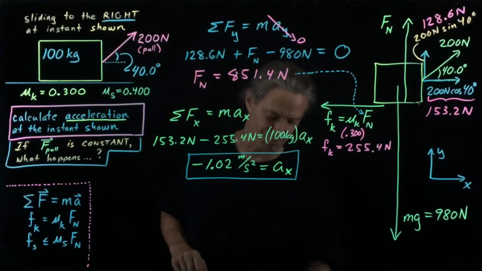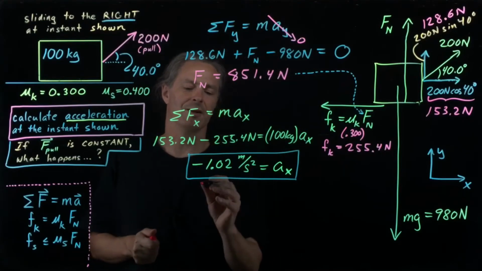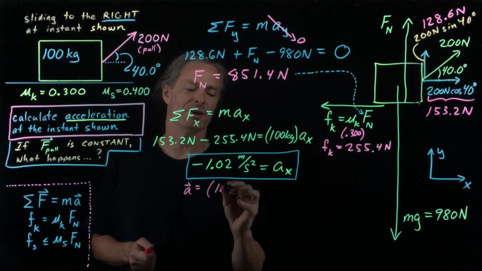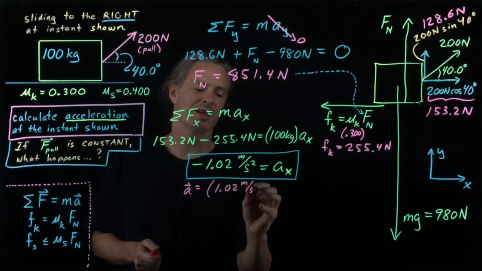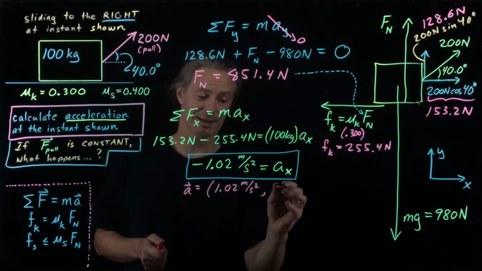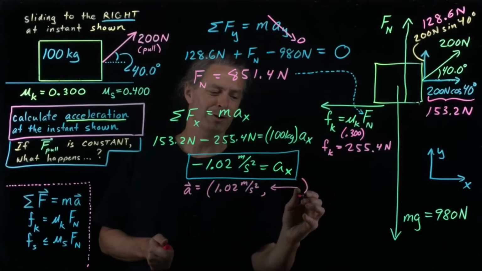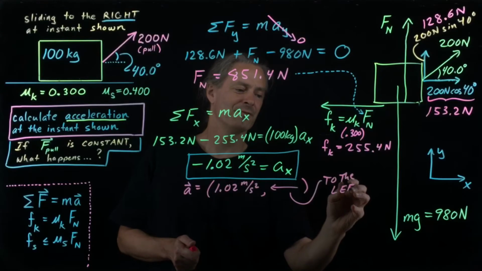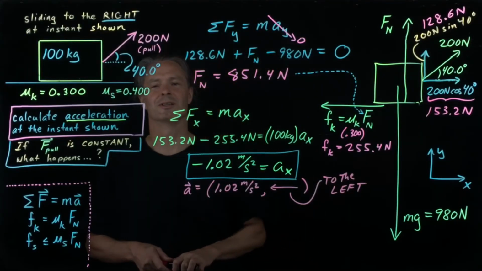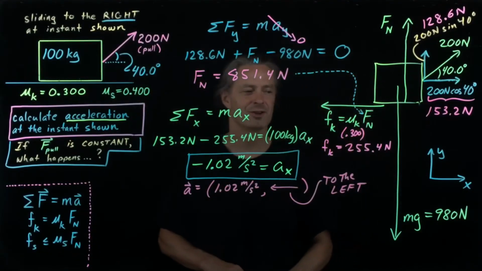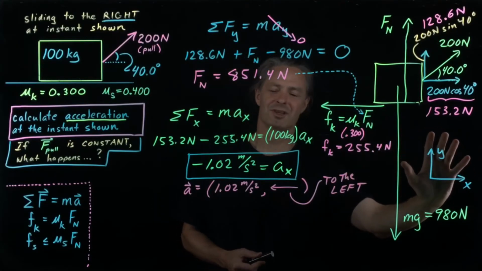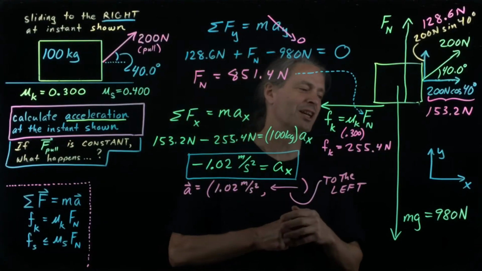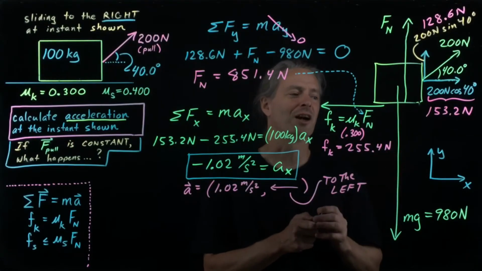So let me put that in two pieces. If I want to write this as a vector, I could write something like this, for example, 1.02 meters per second squared of magnitude, and then direction, like a little arrow, or I could say to the left. Both of those things will clearly give the magnitude and direction of the acceleration. Or if I want to rigorously hold to this coordinate system, I could write that a is equal to minus 1.02 meters per second squared times the unit vector i, for example.